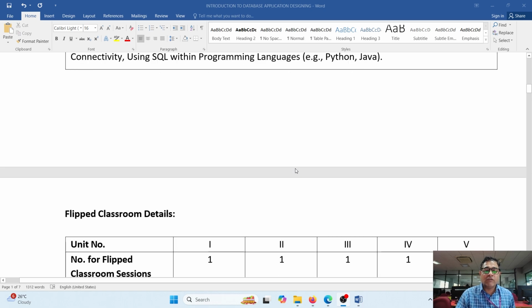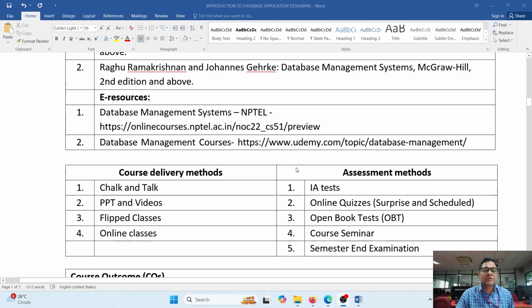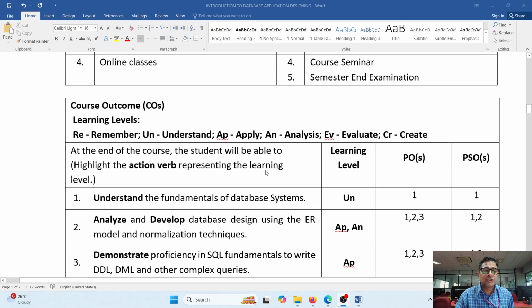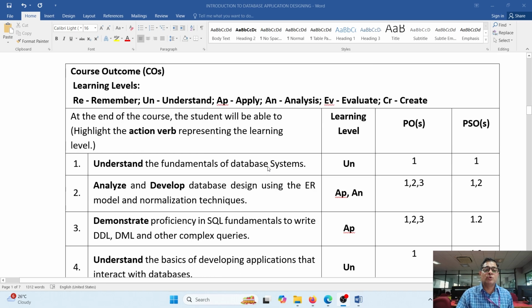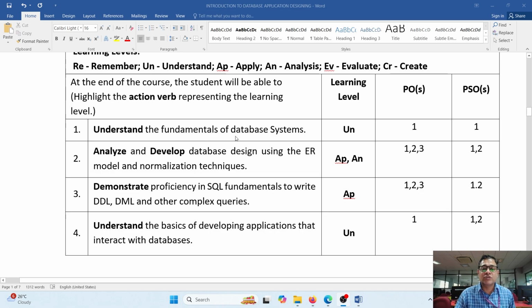So after completion of the subject, each student should be able to achieve these course outcomes. You will understand the fundamentals of database systems and database design: what is data, what are the different types of data, and what are the different relationships that you can establish between the data. Basically, you will be learning fundamentals, definitions, and keywords that come across in databases.